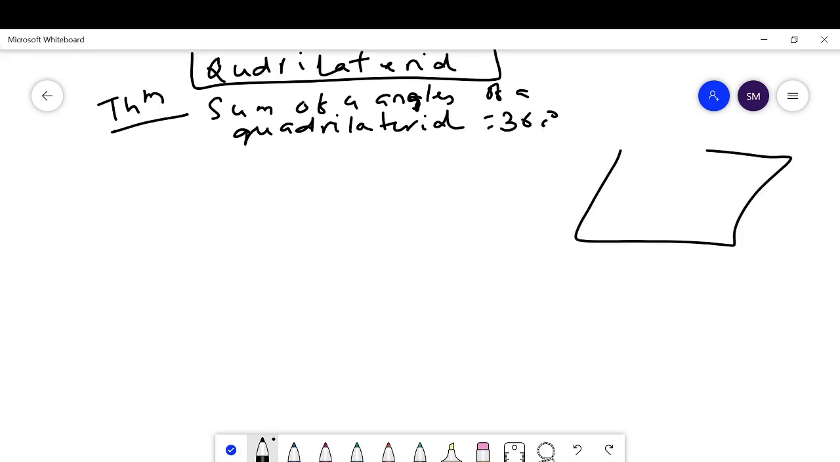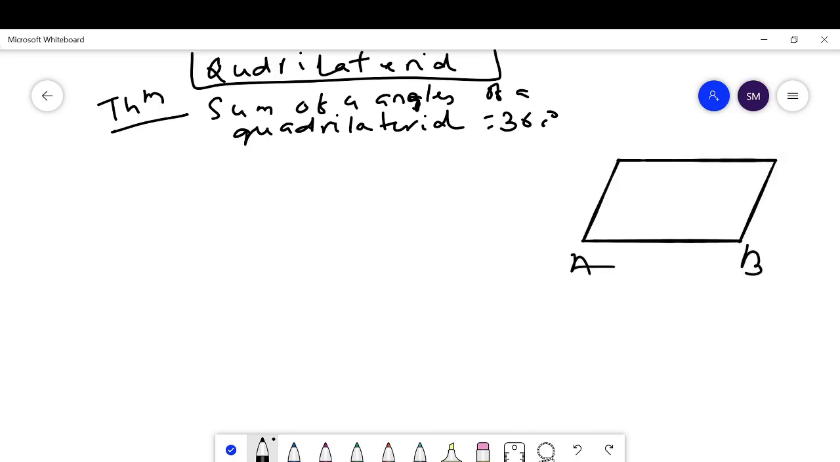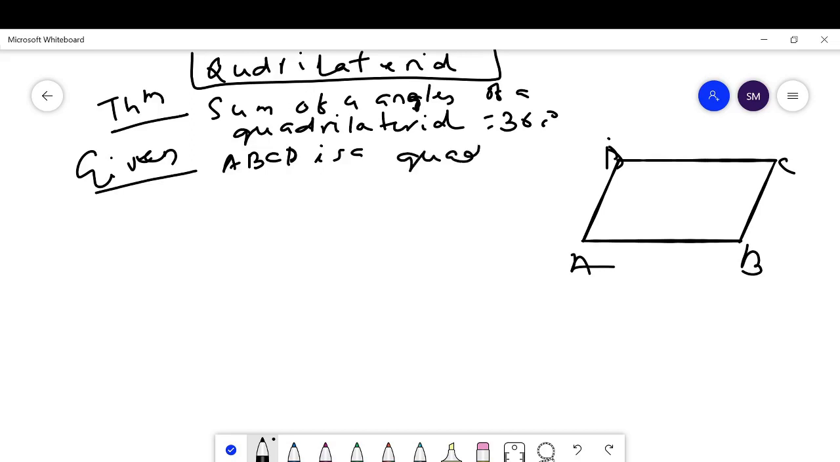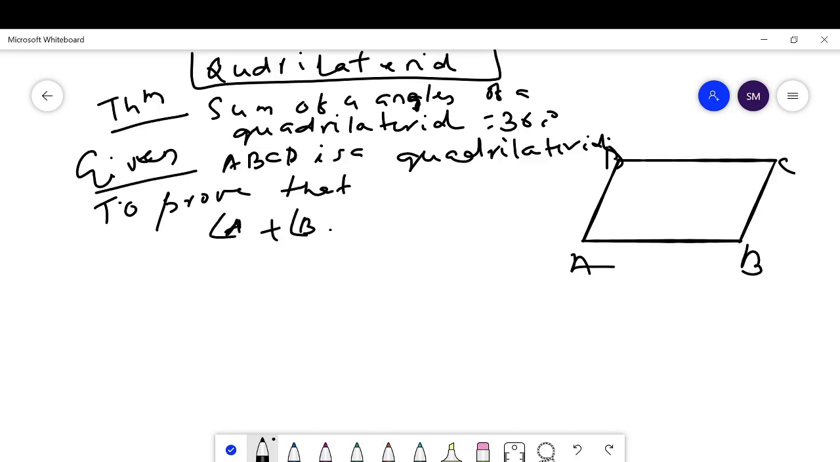Here given: ABCD is a quadrilateral. Then we have to prove that angle A plus angle B plus angle C plus angle D is equal to 360 degrees. Then let us prove.